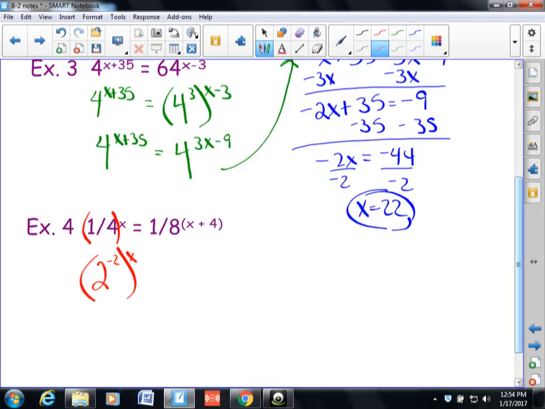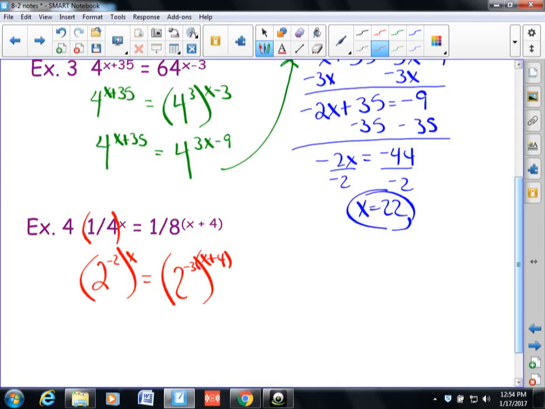Okay, so think about what you know about negative exponents. 2 to the negative second really means 1 over 2 to the second, which is the same thing as 1/4. Be careful. Sometimes people forget the negative exponent. They just write 2 to the second and they'll write 2 to the third. So this has to be 2 to the negative second raised to the x, which means that the 1/8 we can rewrite as 2 to the negative third, and then raised to the x plus 4.